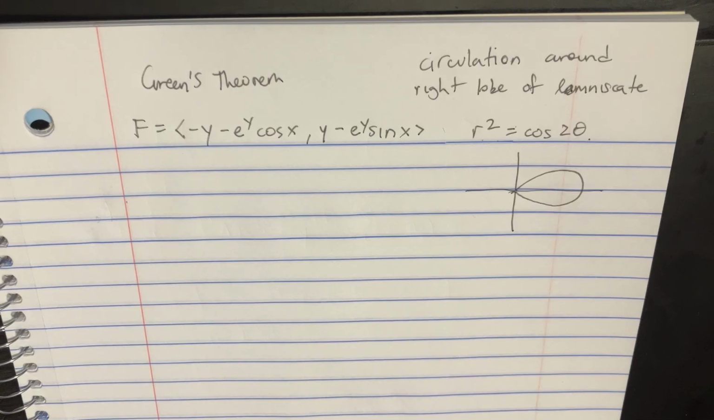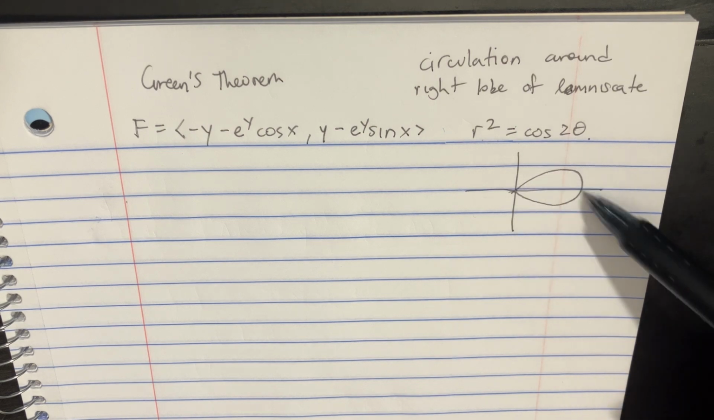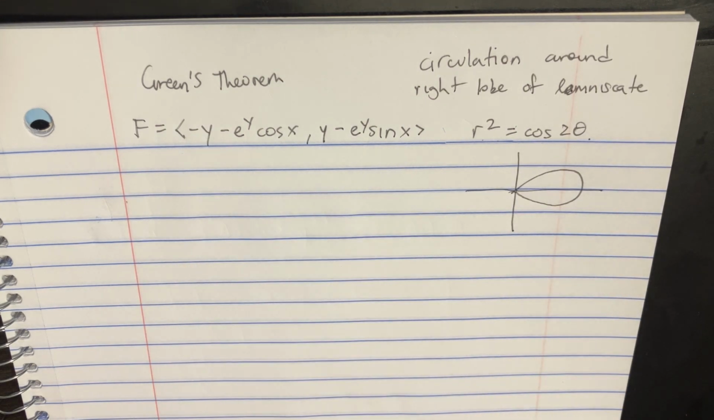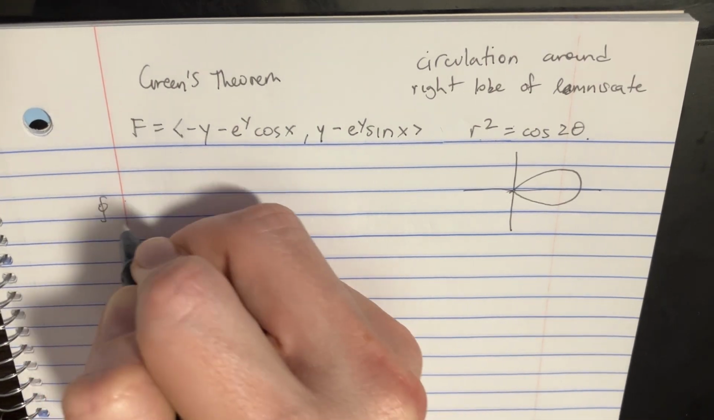We're going to use Green's theorem to find the circulation around the right lobe of this lemniscate right here. We have the equation, and we also have the vector field. Now let's try to write down Green's theorem first so we can decipher what it's trying to say.